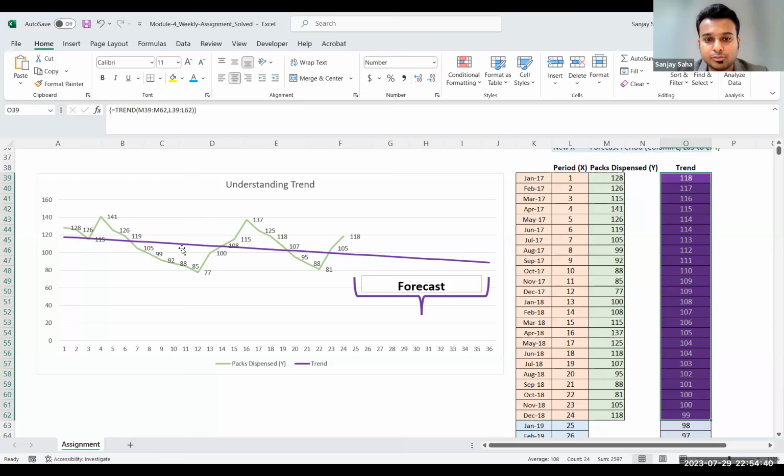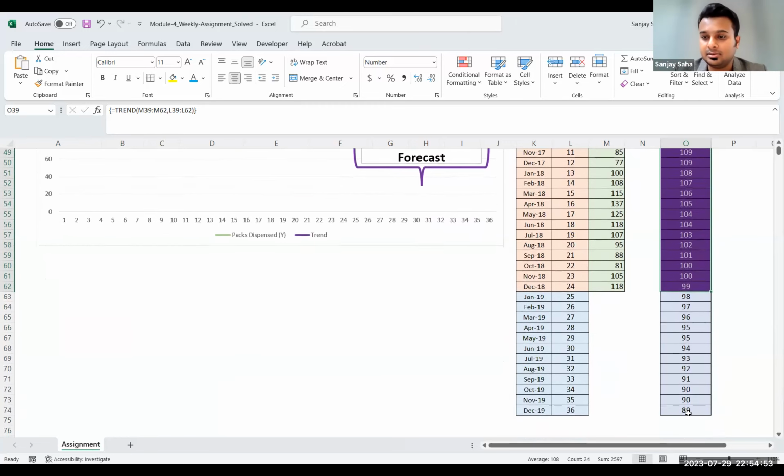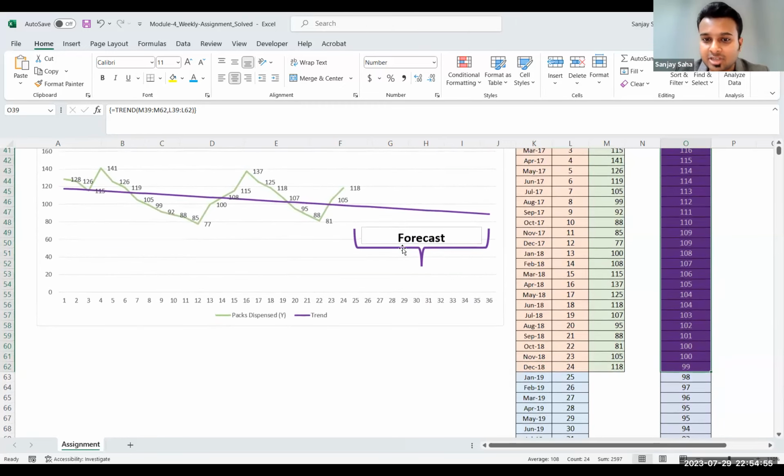And now the graph is also populated once again because it is linked. Okay. So now you see the trend is populated. This is the trend line for the existing data. Now our objective is to extrapolate this trend line, so we are just simply extrapolating this trend line. If you see here with the bracket, this is the forecast.